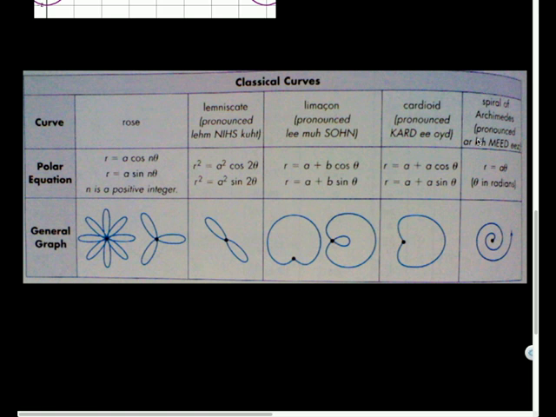And then here's another one called the spiral of Archimedes, where r equals a times theta. So it just gets further and further out and keeps spiraling, so your radius is increasing as your angle increases. So that's an interesting shape there.